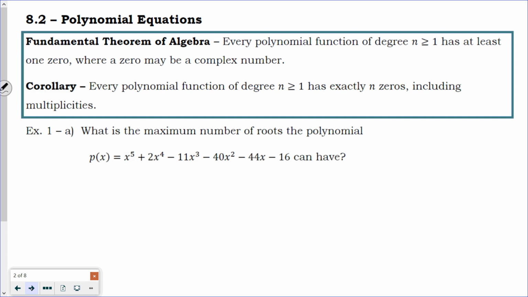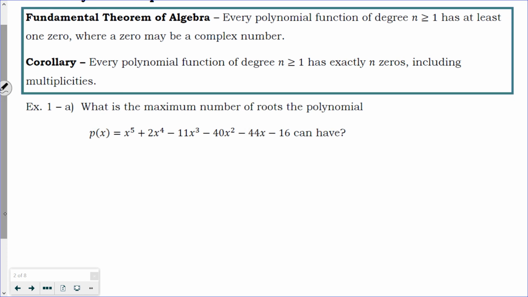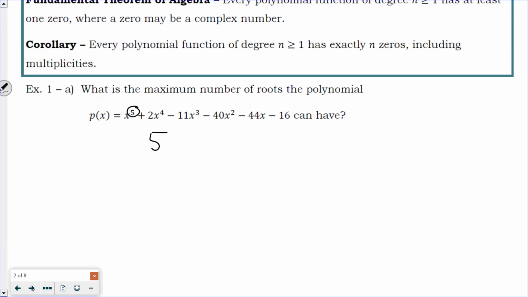All right, so for example, on example 1a, we're asked what is the maximum number of roots of the polynomial? So, the maximum number of individual roots that you can have. The degree of p of x is 5. So since the degree is 5, I can have a maximum of 5 distinct roots, right? You could have fewer roots, but then those zeros probably happen more than once.